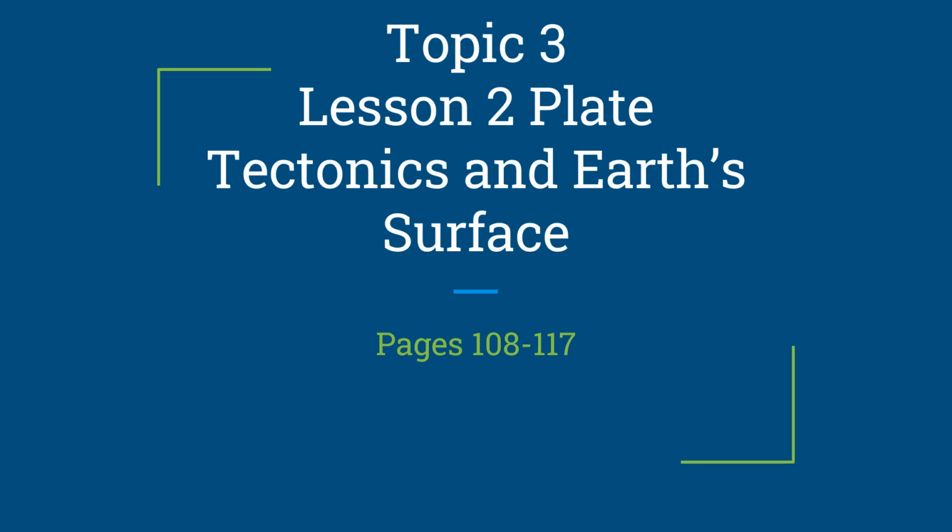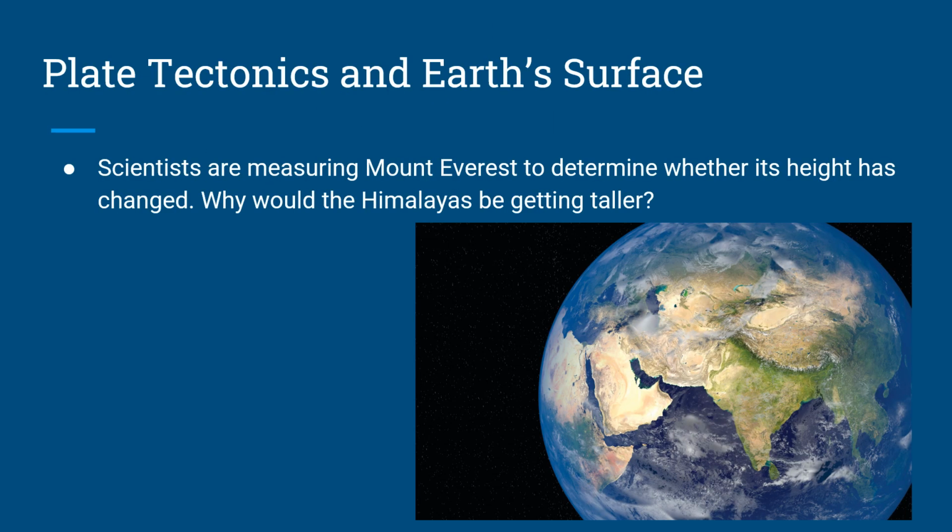So now we're moving to topic 3, lesson 2, plate tectonics and Earth's surface, which are covered on pages 108 through 117 in your textbook. All right, so plate tectonics and Earth's surface, we're going to go ahead and do the connect it. The first thing we're supposed to do is identify where the Himalayan mountains are and circle them in our textbook.